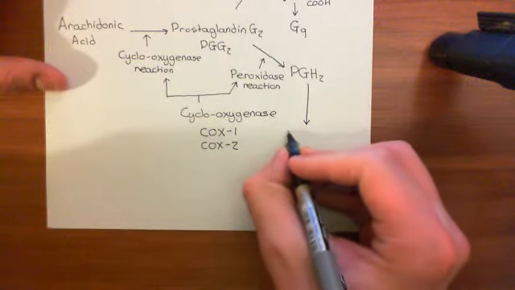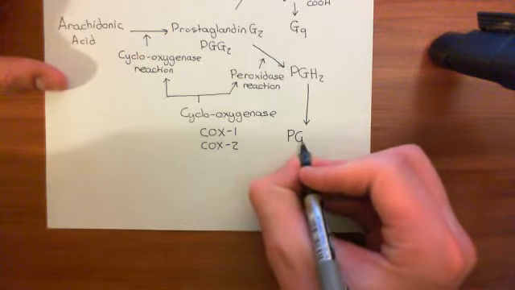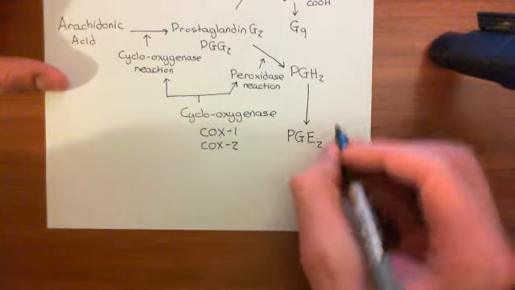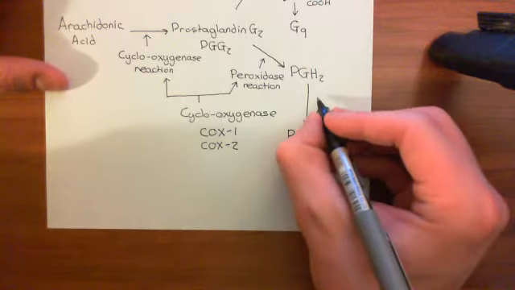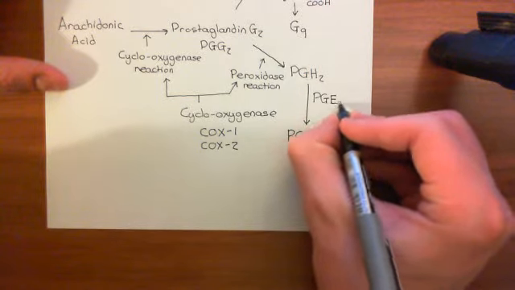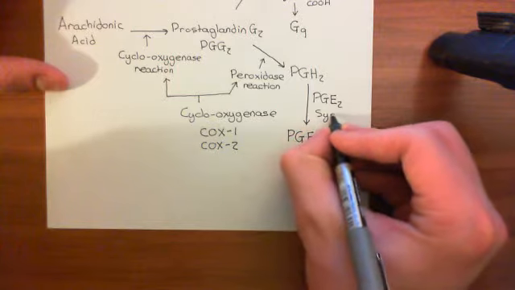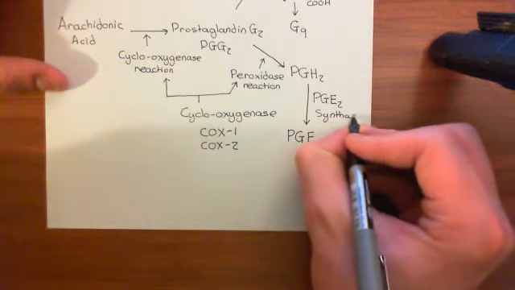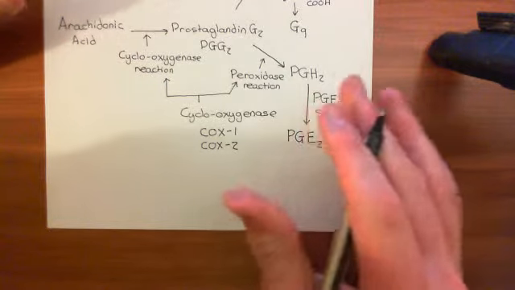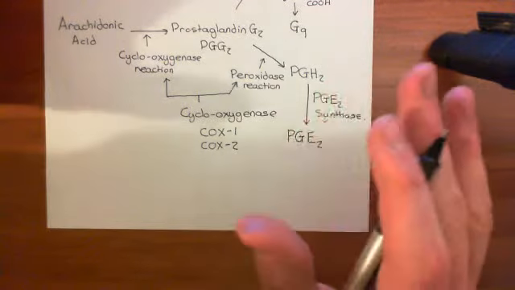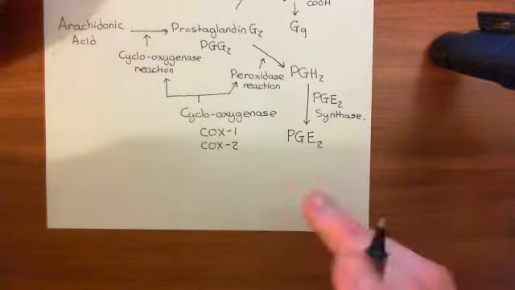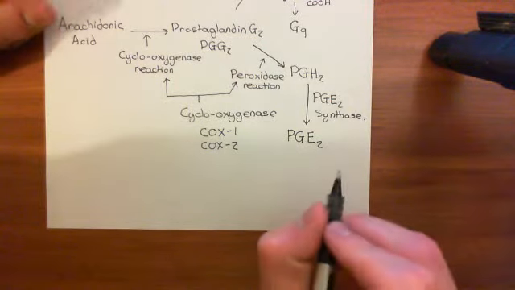Well, you can convert it into a huge number of things, but one of the main things that it's being converted to by cells in the gastric mucosa is prostaglandin E2. Okay, and this is done by the enzyme prostaglandin E2 synthase. Okay, and then the prostaglandin E2 will then be secreted from the cell. So within the gastric mucosa, within the lamina propria, you have a lot of prostaglandin E2 just floating around. Now, what does this do?